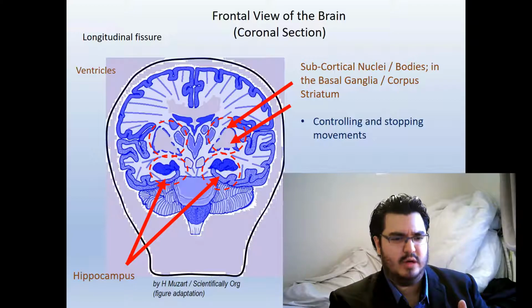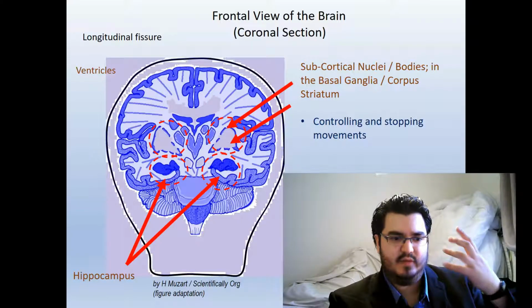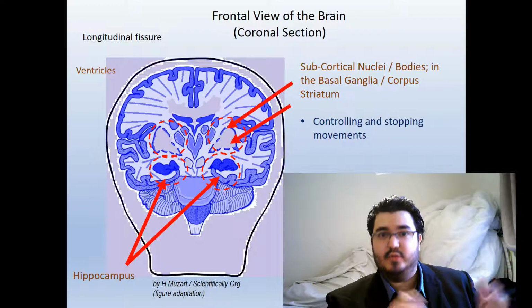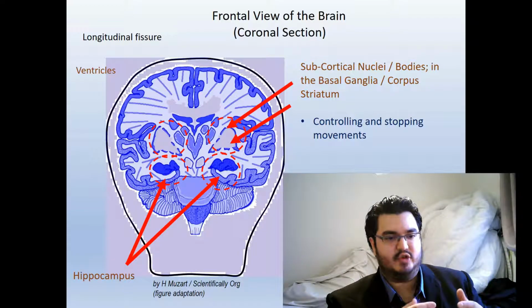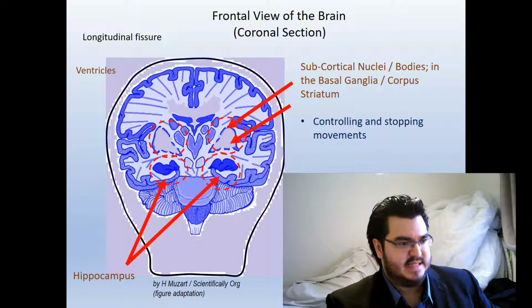At A-level, you should know the motor cortex, I think, and the basal ganglia, subcortical regions involved in controlling movements. There's an additional level of control and also the stopping of movements that are executed. Yes, that's it for that.